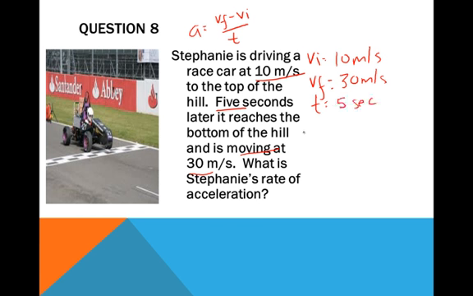Then plug and chug. So 30 minus 10 all over 5. 30 minus 10, that's 20 over 5. And that leaves you with 4 meters per second squared.